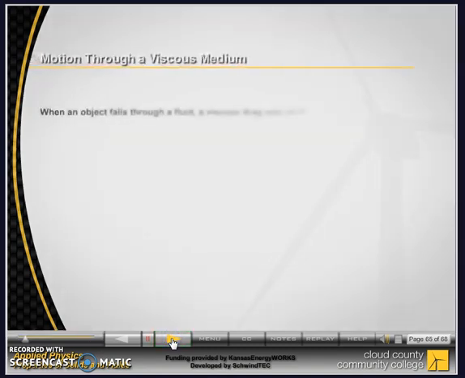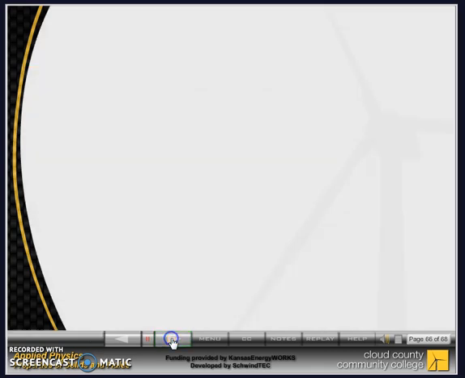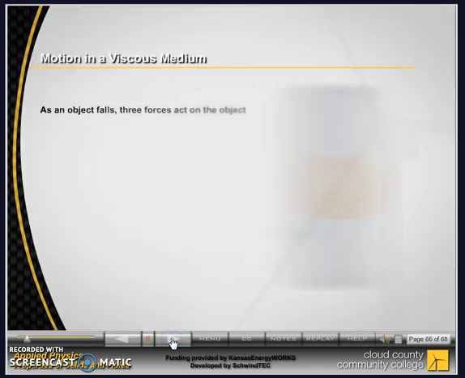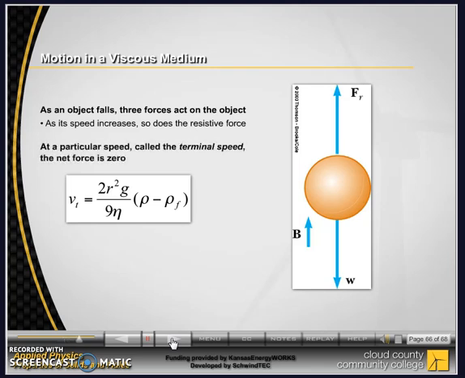When an object falls through a fluid, a viscous drag acts on it. The resistive force on a small spherical object of radius r falling through a viscous fluid is given by Stokes' law. As an object falls, three forces act on the object. As its speed increases, so does the resistive force. At a particular speed, called the terminal speed, the net force is 0.